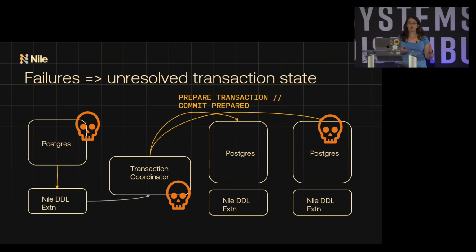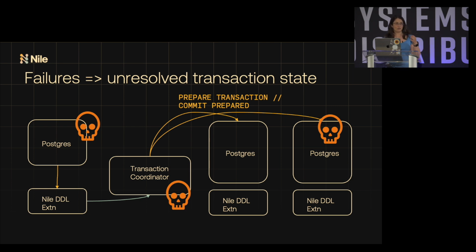The transaction coordinator only knows that some Postgres failed because it tried to say, please prepare a transaction, and did not get a response. Or it tried to say, please commit, and it never came back. We don't know, did it commit? Did it prepare? Did it fail? Did it write something to disk? Did it not write anything to disk? We have absolutely no clue.